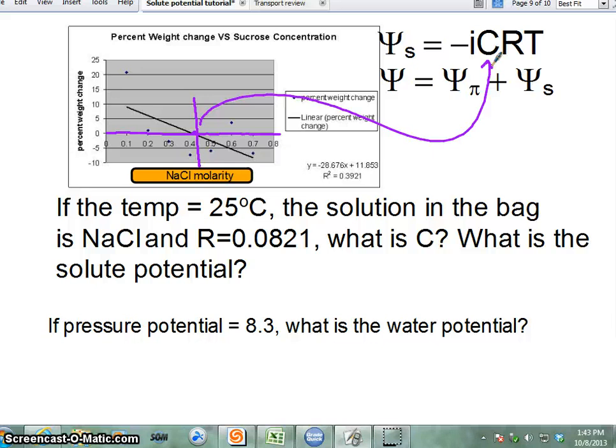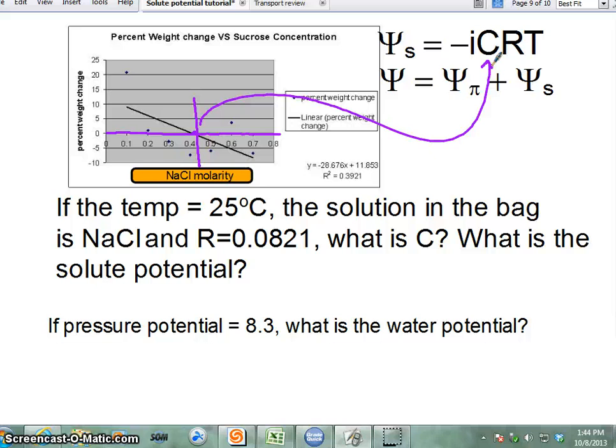Just as a question, T was temperature, C was in the bag, R was the point 0.0821, right? That you give us. Yep. And then what was the lowercase i? I was based on the solute. If it was glucose, i would be 1. If it's ionic, that's also given. So you're given everything. The only thing you would be left to calculate would be C.